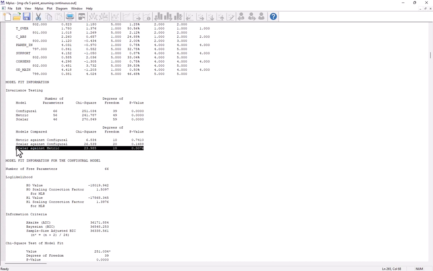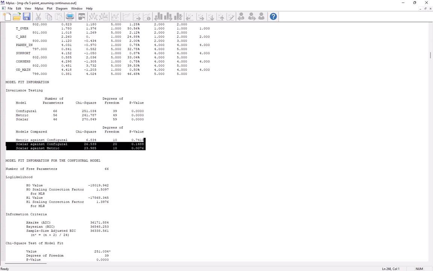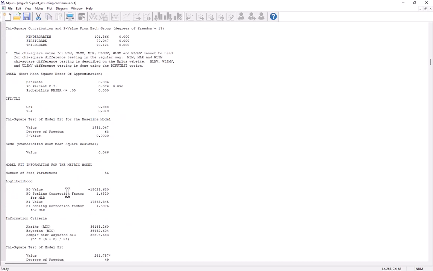Now, we should be doing this in a sequence, so metric against configural, and then once metric holds, which is with this line, metric invariance holds, we should do scalar against the metric, which does not hold. So metric fits better than scalar, therefore we'll consider here that metric invariance holds. And the results are shown.